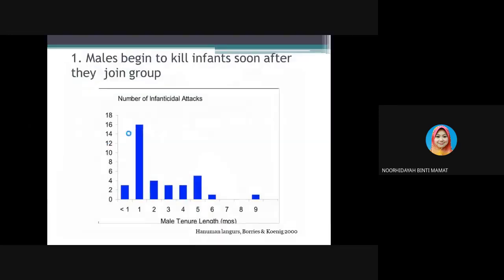Okay, and normally the males will begin to kill the infants soon after they join the group, the population of the animals. As you can see from here, they start to kill infants less than a year after joining the group, and within a year they will kill a lot of infants. So actually the males begin infanticide soon after they join the group.